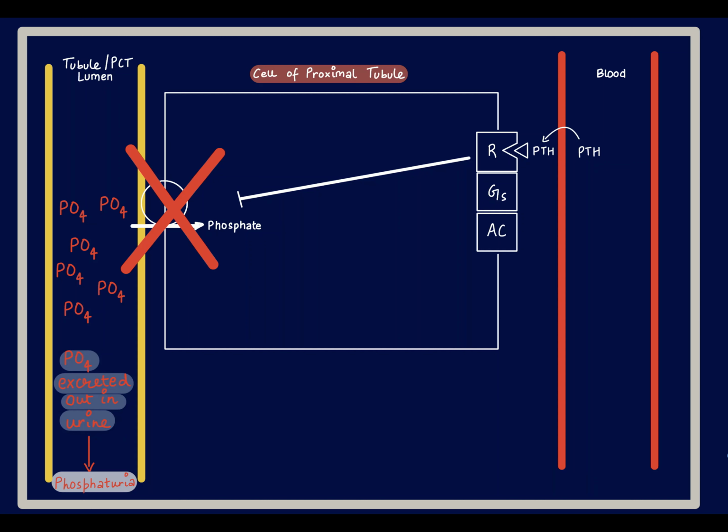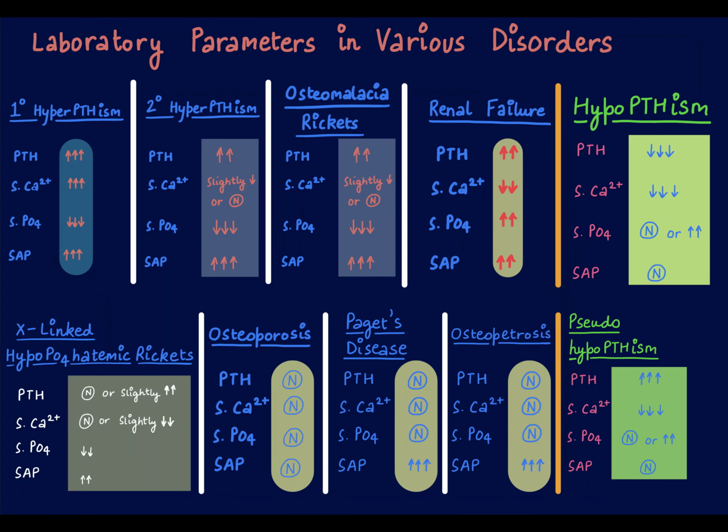Apart from this, we will discuss the calcium profile in various endocrine disorders of the parathyroid gland and in some of the metabolic bone disorders as well. And finally, we will construct this table.